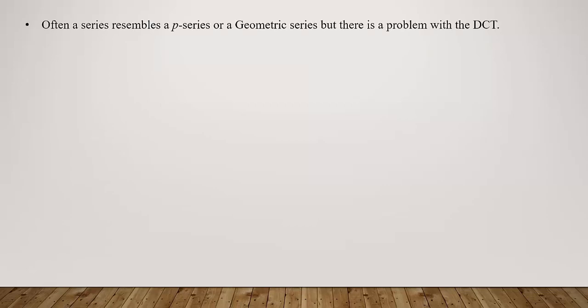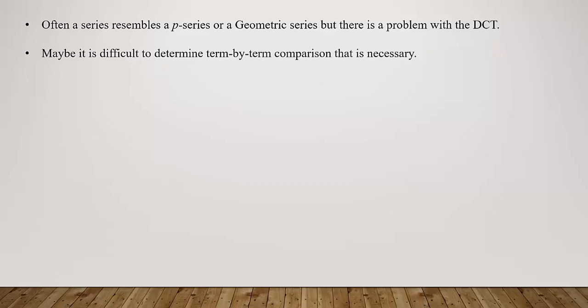All right, hopefully after doing that example, all 3 parts and a couple of homework problems, you're starting to get the hang of the direct comparison test and why that preamble is so important. And exactly, if you know the preamble, you know the direct comparison test. Now, often we're going to have a series that resembles a p-series or, say, a geometric series, but we encounter a problem with the direct comparison test. The problem is it might be difficult to determine that term-by-term comparison that is necessary. We can't justify the preamble of the direct comparison test, in other words.